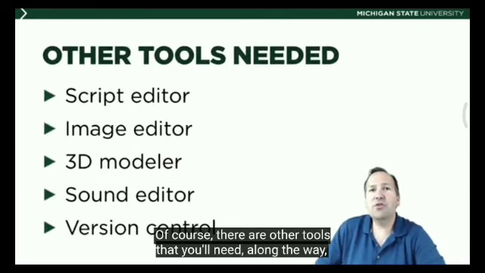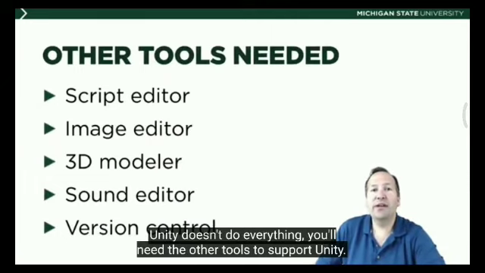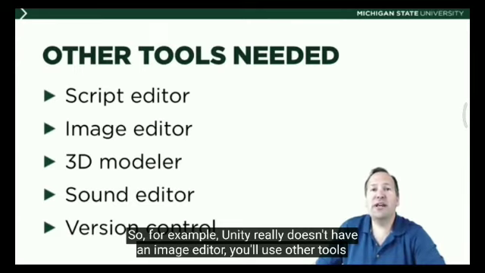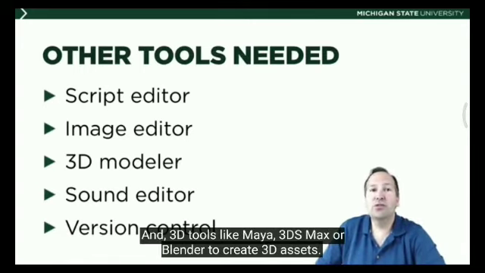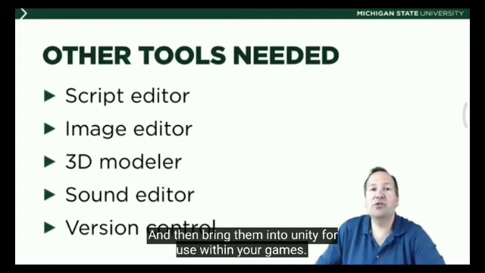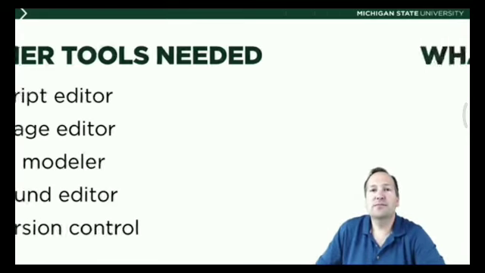Of course, there are other tools that you'll need along the way when developing games. Unity doesn't do everything. You'll need other tools to support Unity. So for example, Unity really doesn't have an image editor. You'll use other tools like Photoshop, Illustrator, Flash, GIMP, and so forth to create 2D visuals. And 3D tools like Maya, 3ds Max, or Blender to create 3D assets and then bring them into Unity for use within your games. We'll talk more about these tools later in the course.